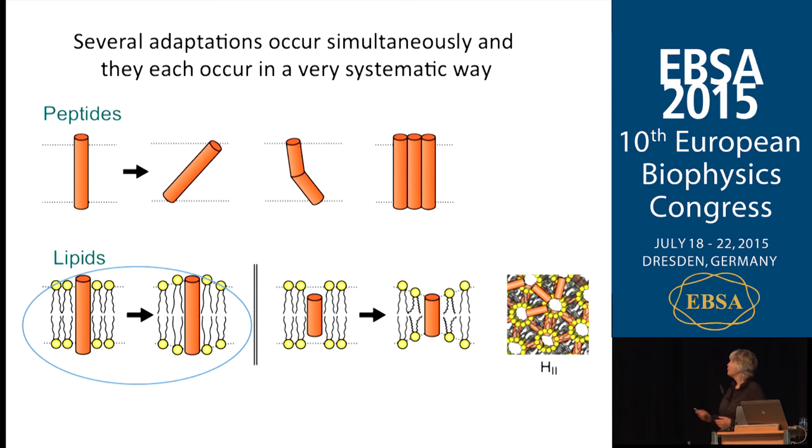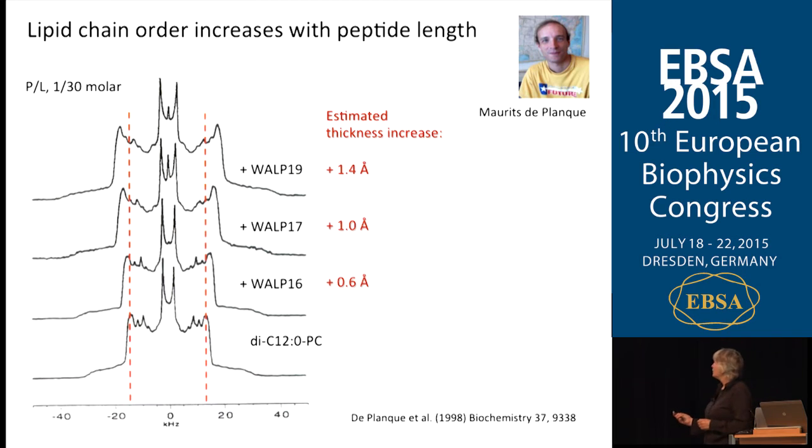Now let's zoom in on this effect first, the stretching of the lipids. How did we do it, and what can we learn from the experiments we did? These experiments were done by Maurits de Planck already quite some time ago. What he did was use deuterium NMR. We used per-deuterated lipids, in this case the very short ones, C12.